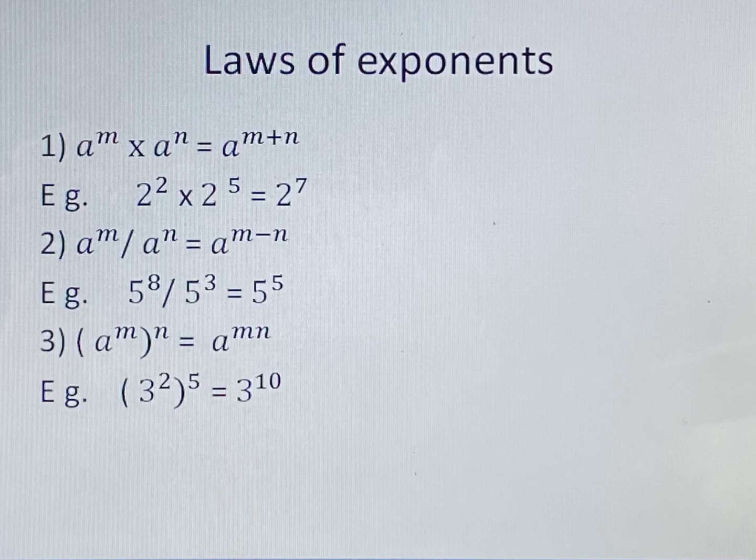Third is a raised to m, the whole raised to n is equal to a raised to m into n. For example, 3 raised to 2, the whole raised to 5 is equal to 3 raised to 2 into 5, that is equal to 10. So that is 3 raised to 10.